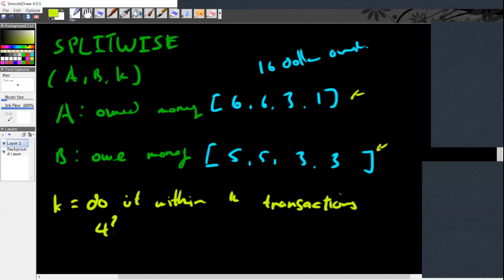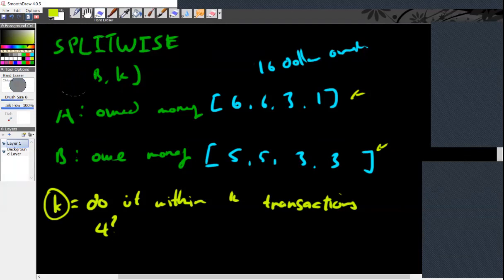This is Splitwise. So again, as input, what are we given? We expect two sets. One set to be the people who are owed money, one set to be the people who owe money, and the sums of these sets need to have the same value. And an integer k. This tells you how many transactions you have to do it within. So I hope everyone is comfortable with the problem. Okay, well, we want to show this is difficult.